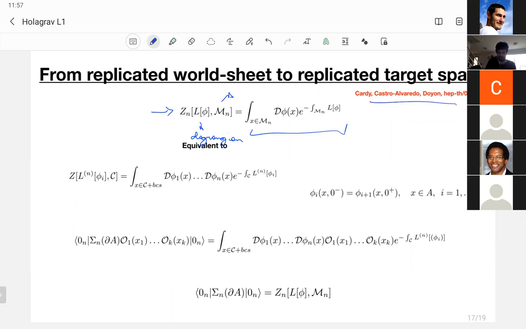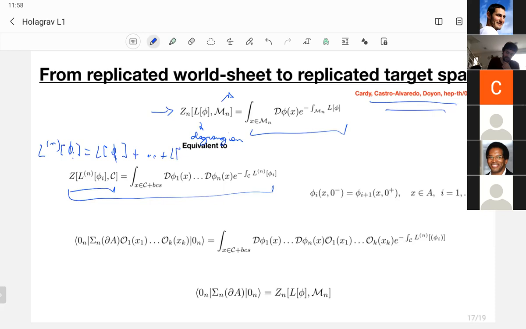Well, people realized, as far as I know in this paper, but maybe it was earlier, it's a good paper to read. You realize that this is equivalent to another thing: you consider your original complex plane, but instead of having one field theory, you have n copies of the original field theory that you have. And then this is the partition function. Now you have n fields.